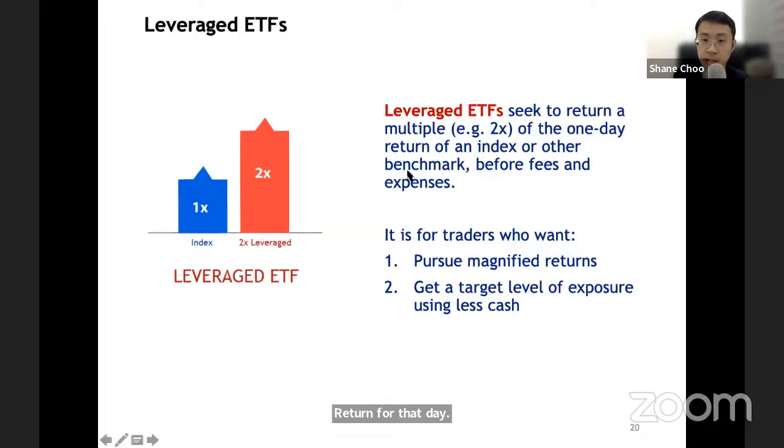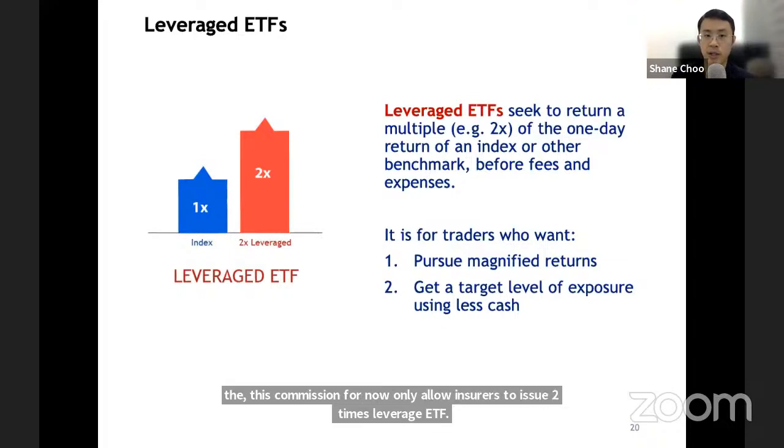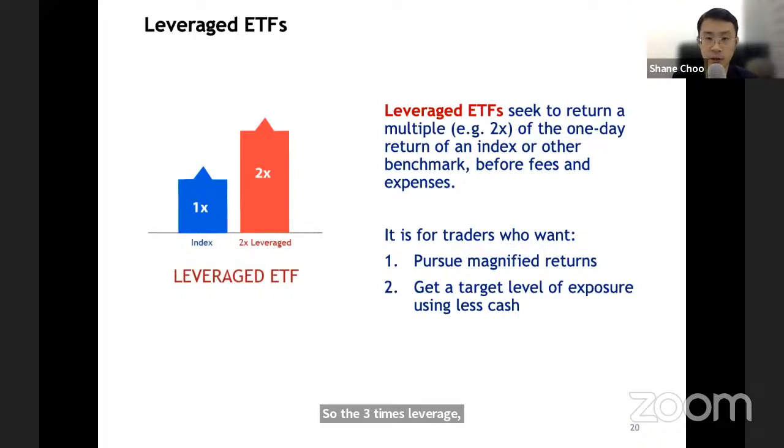Okay, so the keyword here is multiple of one-day return. The one day is very important. I think the regulation by the Securities Commission for now only allows issuers to issue 2 times leverage ETFs. So 3 times leverage ETFs are not yet available in Malaysia. But of course, you can find 3 times ETFs elsewhere in other parts of the world. In Bursa Malaysia, 2 times leverage ETFs are what we can find.